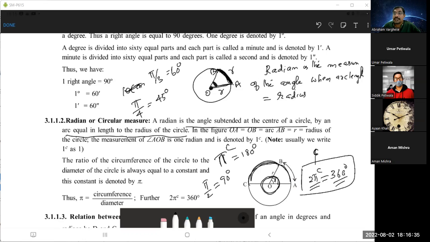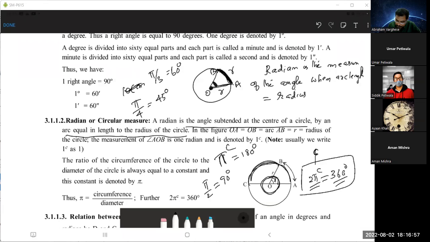That is the relation connecting radian and degree measure. Is it clear? Any question? Ayan, Siddiq, Umar, is it clear? Yes, sir. Yes, sir. Yes, sir.